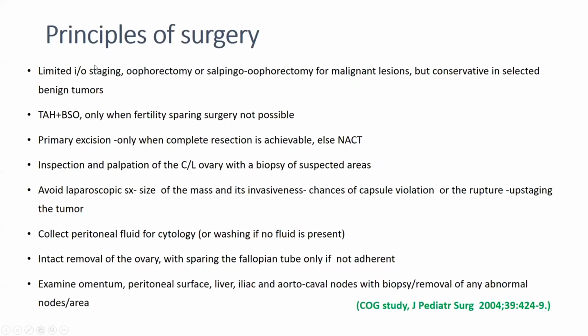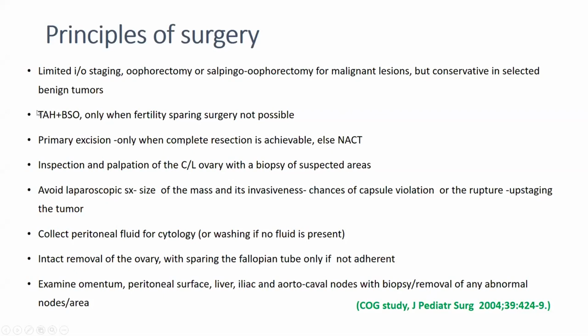So coming to the principles of surgery. Limited intraoperative staging should be done, and oophorectomy alone or salpingo-oophorectomy should be done. But sometimes even excision of the tumor is recommended for benign tumor. Fallopian tube, if it is adherent, should be removed. Also, there is a lymphatic channel between tube and ovary, so ideally it should be removed. But if the tumor is very small and away from the fallopian tube, it can be preserved, and only oophorectomy can be done for these patients.